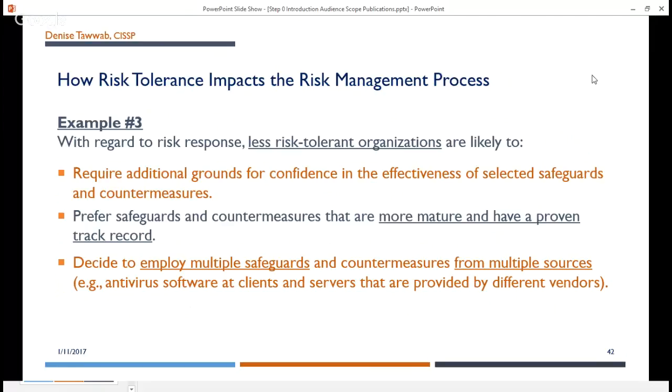Example 3, with regard to risk response, how are we going to respond to risk? Less risk tolerant organizations are likely to require additional grounds for confidence in the effectiveness of selected safeguards and countermeasures. They're likely to prefer safeguards and countermeasures that are more mature and have a proven track record. And they may decide to employ multiple safeguards and countermeasures from multiple sources. For example, antivirus software at clients and servers that are provided by different vendors. And what that comes down to is more money and certainly more time.